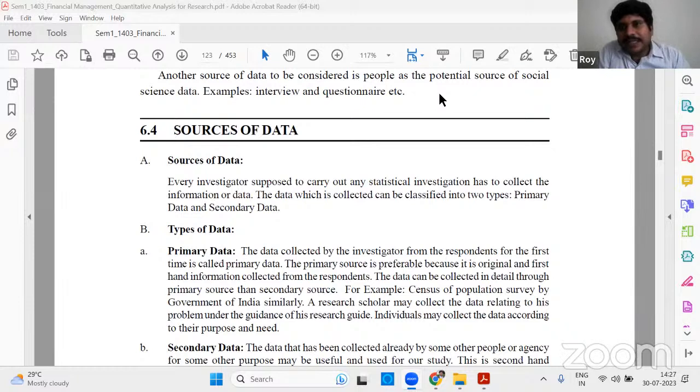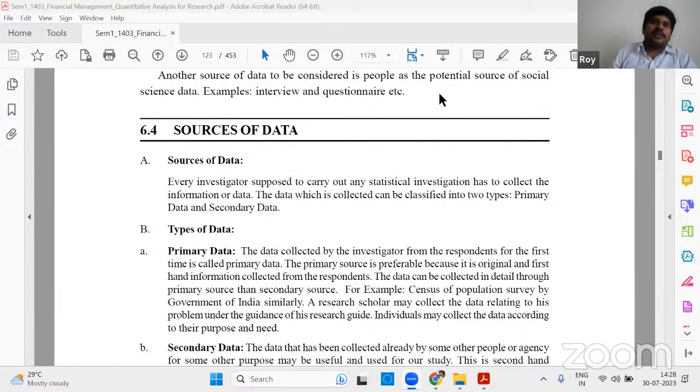Right. If I'm collecting data, please listen to this point very carefully so that you will understand the difference between primary data and secondary data very easily. If I'm collecting the data which is already collected by your people, let us say your Ambedkar University admin people, that is called secondary data. In other words, secondary data is already existing data.